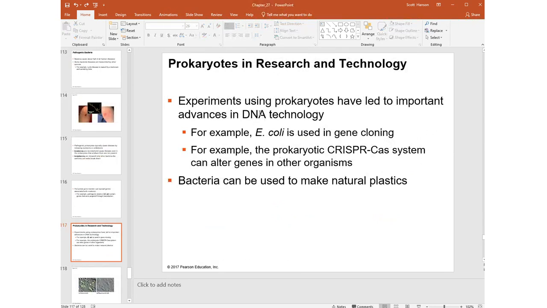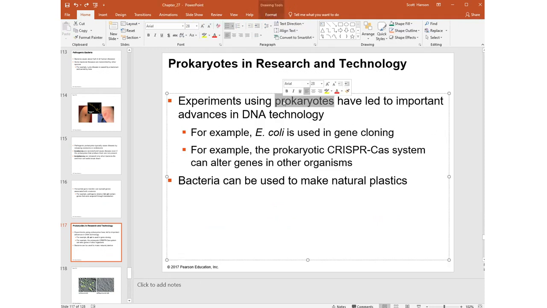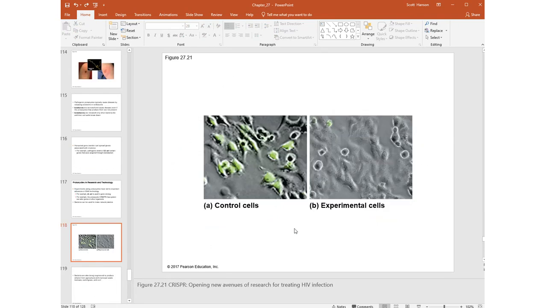Experience with prokaryotes has given important advances in technology. E. coli is used in developing gene cloning technology, and the prokaryotic CRISPR-Cas9 system, remember, helps us alter genes in many different organisms. And bacteria can be used to make natural plastics, which are better for the environment.